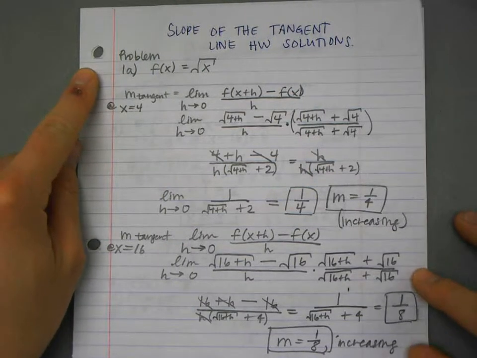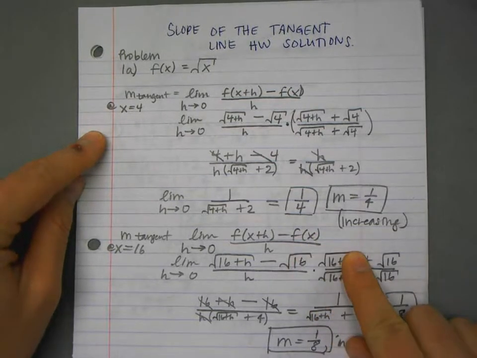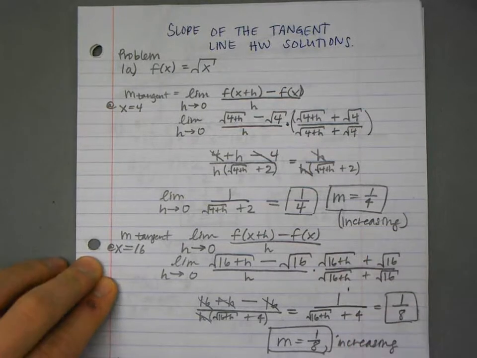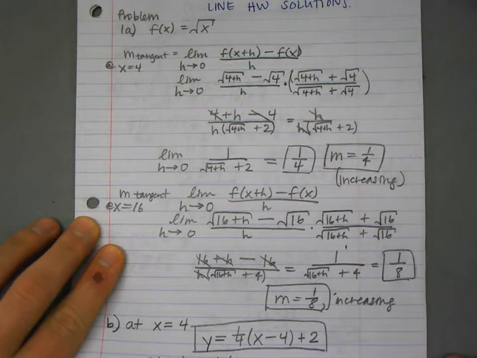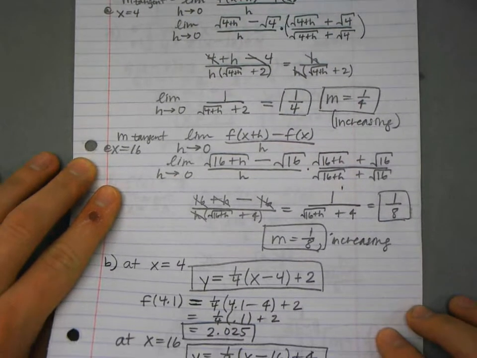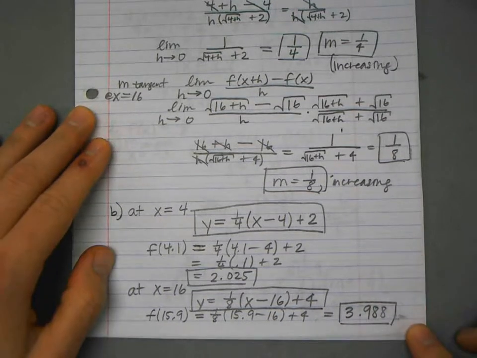1A is asking for the slope of the tangent line when x equals 4, and then also when x equals 16. From that, you needed to find the equation of the tangent line and use that to do a couple of approximations.